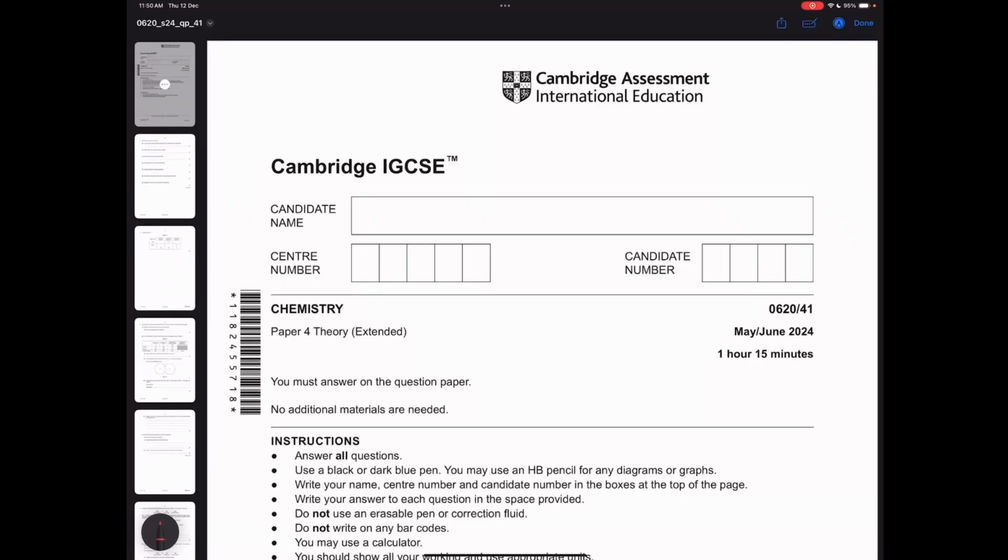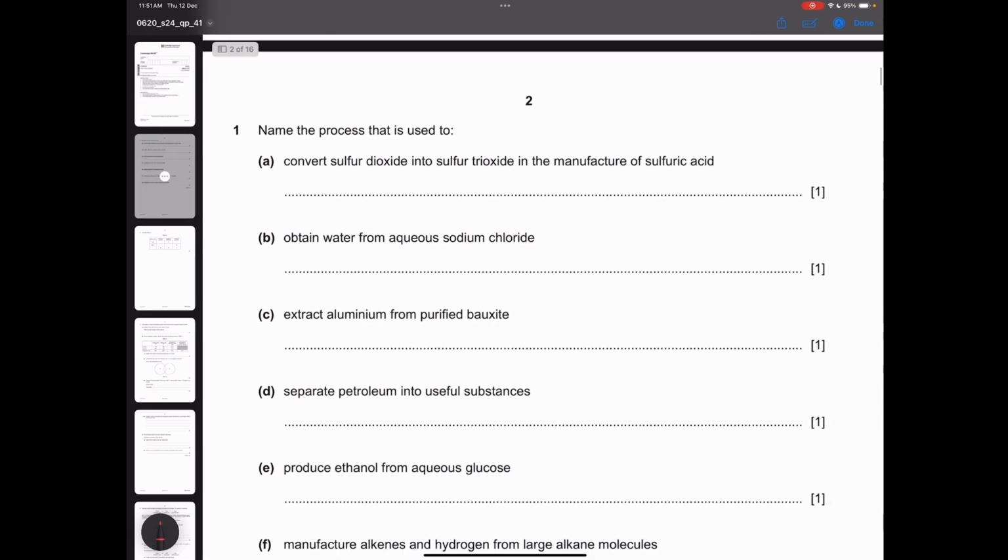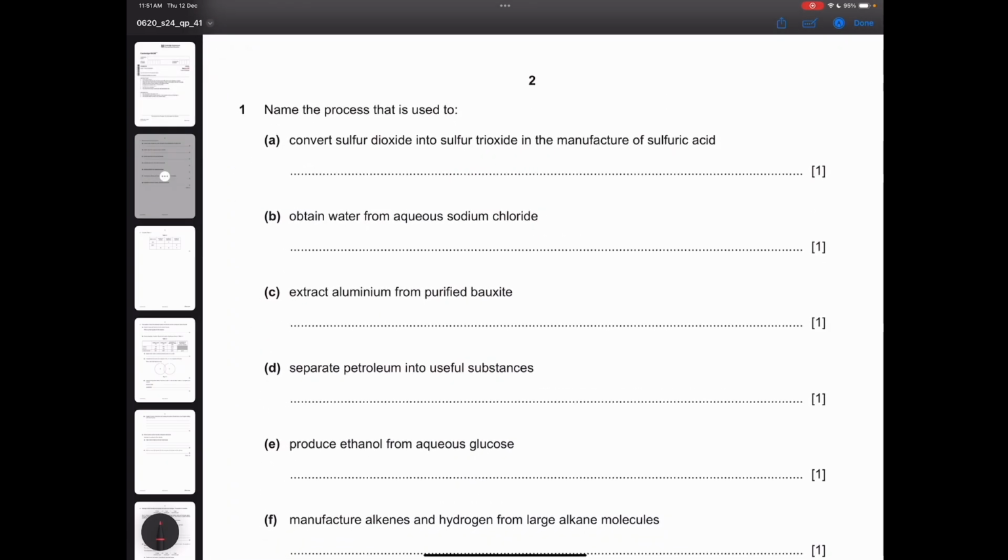The paper we are solving today is IGCSE Chemistry, May-June 2024, paper number 41. Alright, now let's start with the first question. Name the process that is used to convert sulfur dioxide into sulfur trioxide for the manufacture of sulfuric acid. Now we know that for manufacture of sulfuric acid, contact process is used. So, contact process should be your answer here.